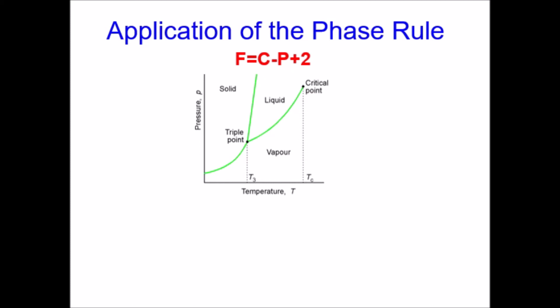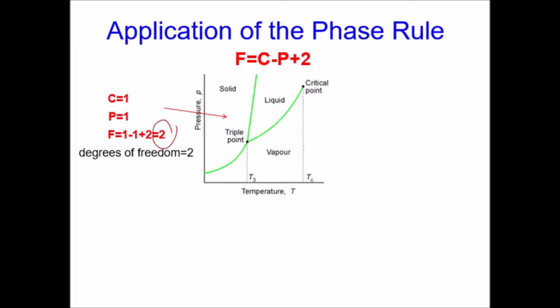We first look at a pure substance, and this shows a pure substance phase diagram. So any point in one phase region, for example, the solid phase, the number of components is 1 because it's a pure substance. The number of phases is also 1 because you only have one single phase, that's the solid phase. And the number of degrees of freedom is 1 minus 1 plus 2, that gives you 2. So you have 2 degrees of freedom. What are they? They can be temperature and pressure. So you can change both temperature and pressure.